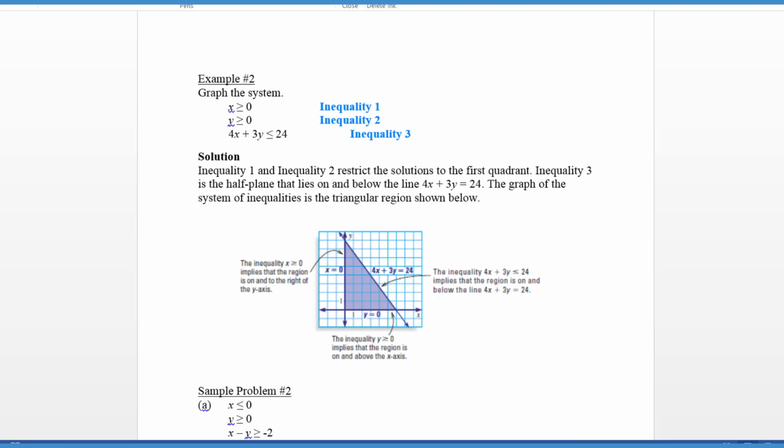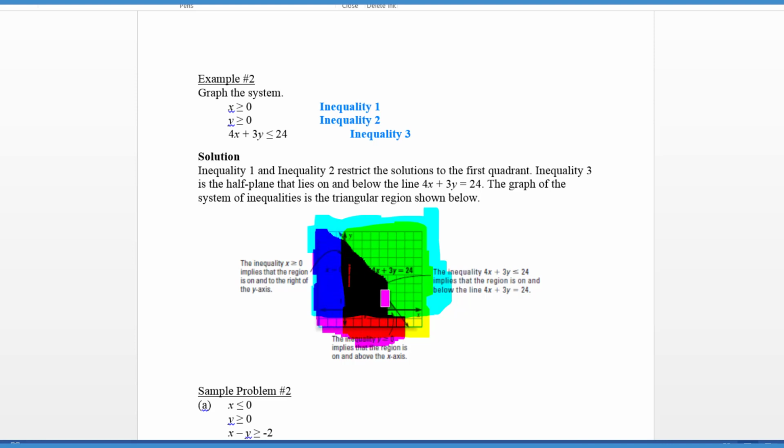So if you look at example number 2, it asks us to graph all x values greater than 0. So it's going to be everything on this part. Then it wants us to graph everything y greater than or equal to 0, and so that ends up being all the y parts. Now you can see here where the green is starting to take shape. However, we have one more part here that asks us to graph 4x plus 3y is less than or equal to 24. So this ends up being graphed on this side of that particular line.